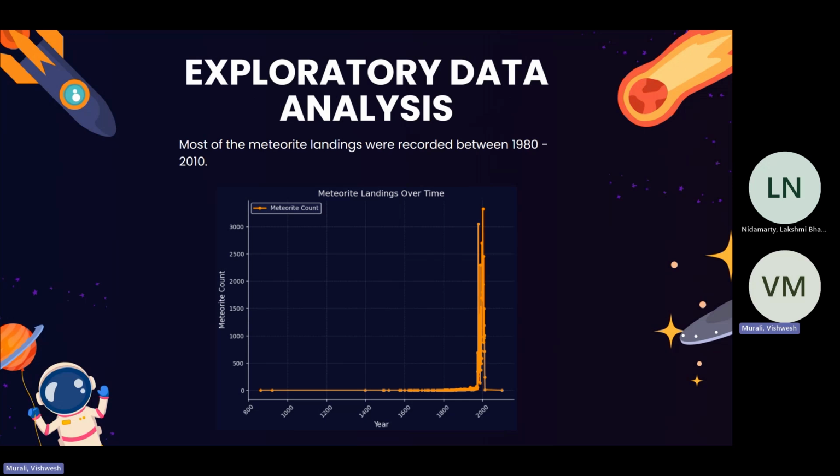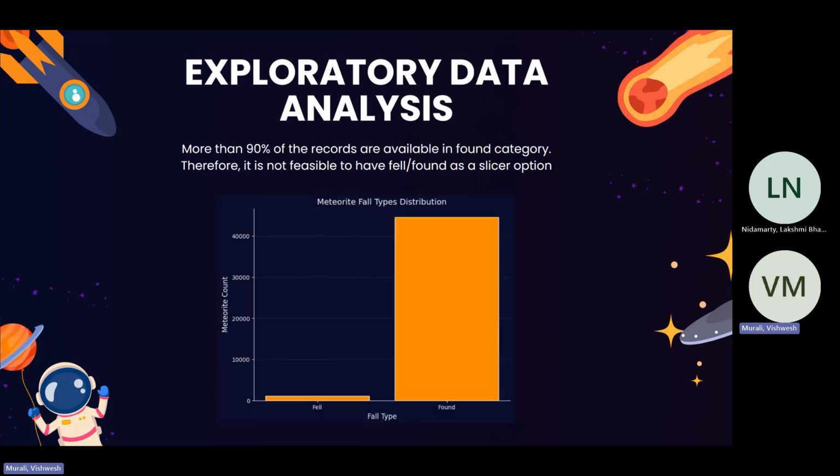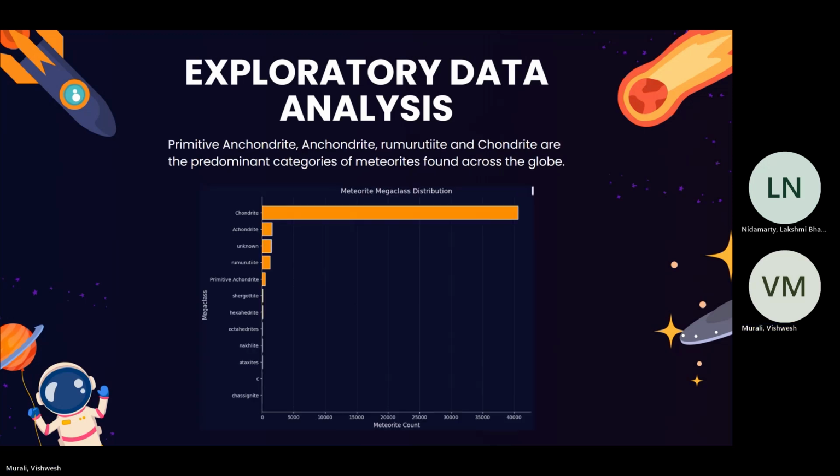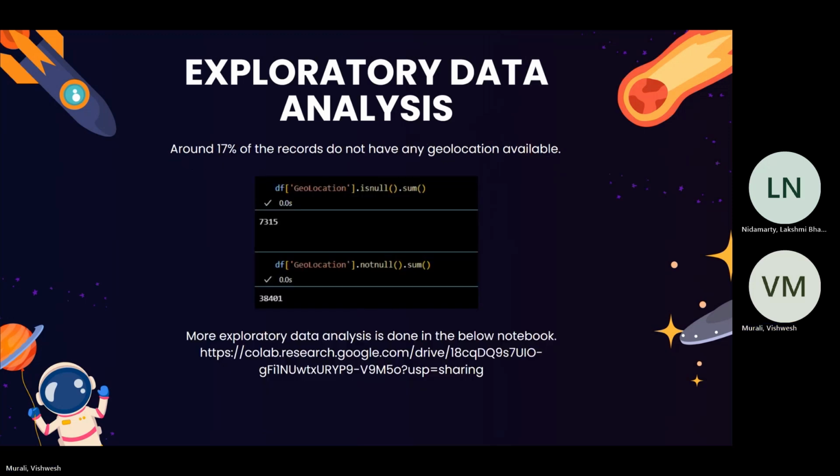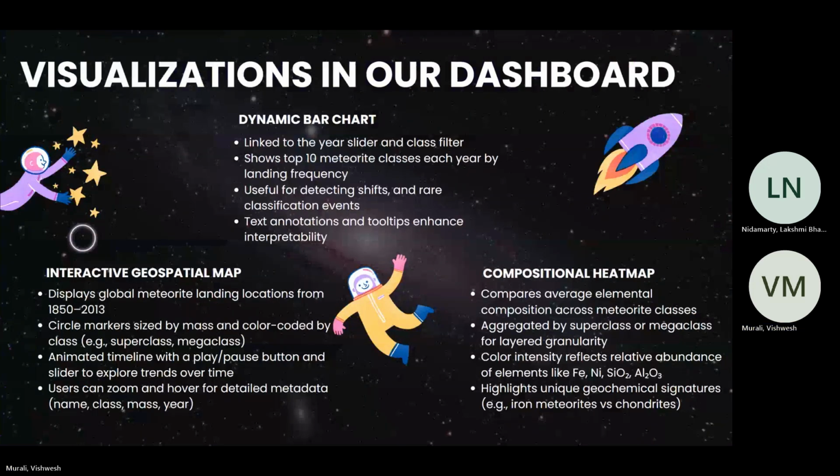As discussed in our project proposal, we did some EDA and found out that most of the meteorite landings were recorded between 1980 to 2010. We also found that more than 90% of records are available in found category. Coming to the mega class of the meteorites, most of them were chondrites. And you can use this link if you want to dive deeper into our exploratory data analysis.